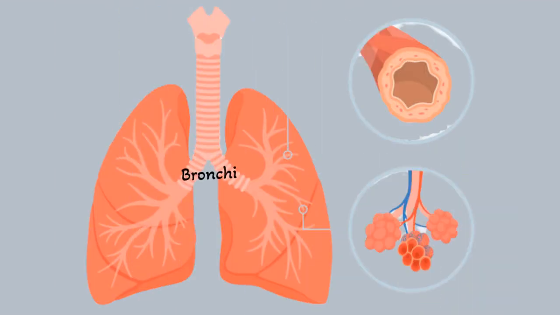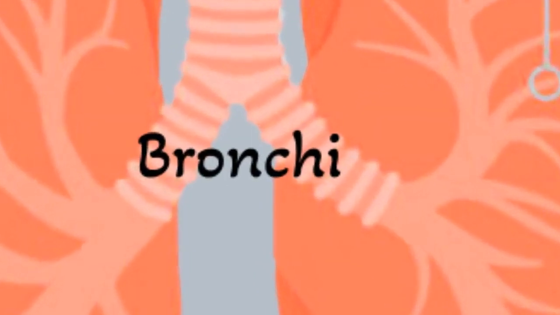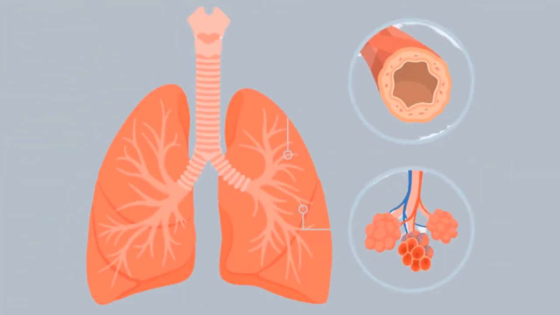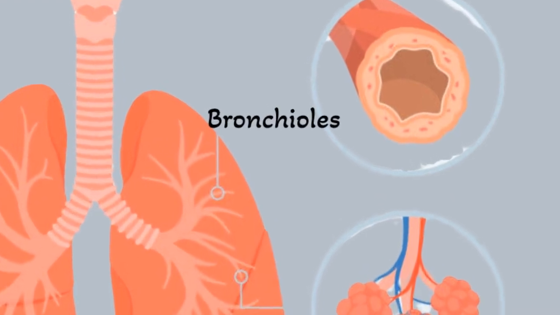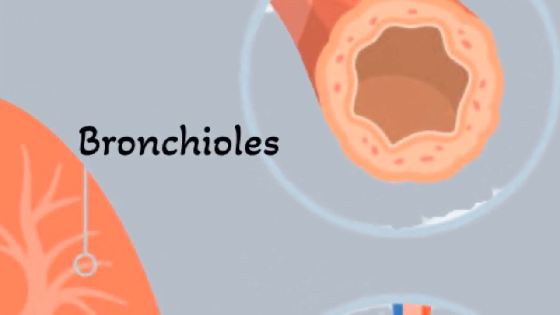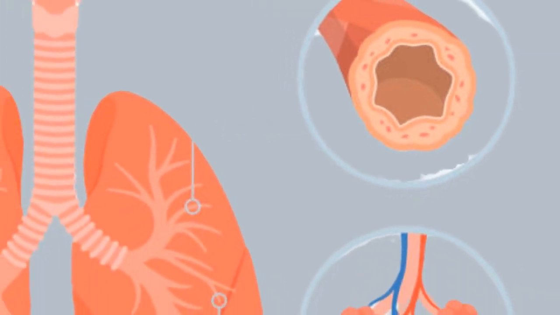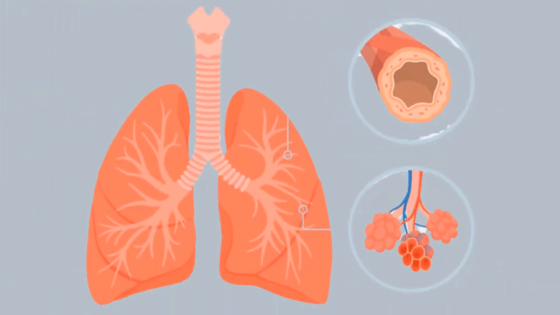Air then goes into each lung via the bronchi. Each bronchus goes into the left and right lungs. The bronchi divide into multiple smaller branches called bronchioles. These tubes continue to take the air deeper into the lungs or respiratory system.